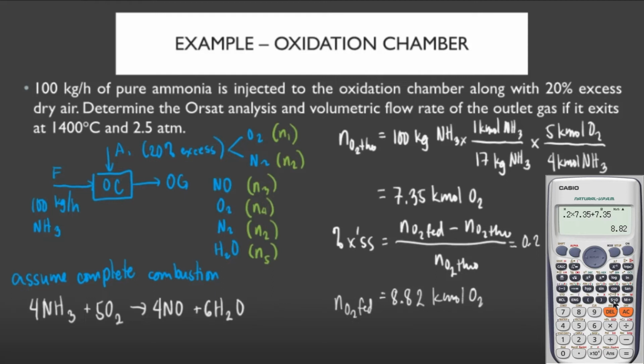From this amount of the oxygen fed, we can also deduce how much nitrogen was fed to the process, and that is simply by applying the ratio of 79/21 to this value of the NO2 fed. This pertains to 79 moles of nitrogen present for every 21 moles of oxygen in the air. Multiplying, we get 33.18. This is the amount of nitrogen fed to the system.